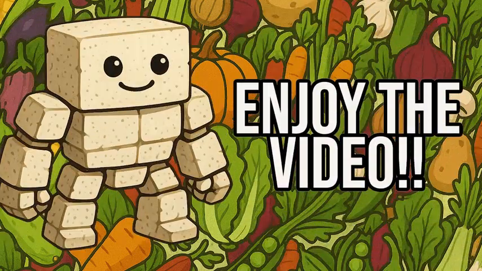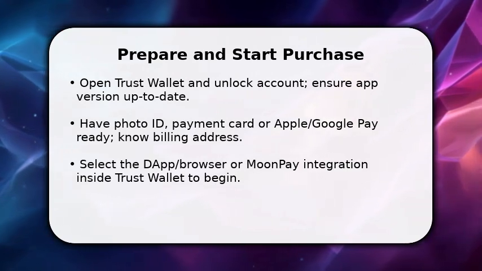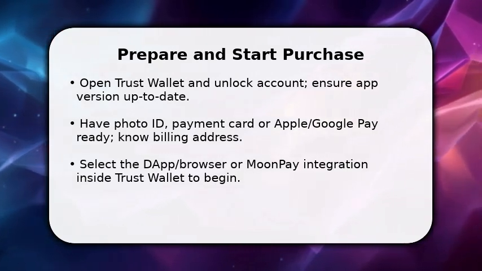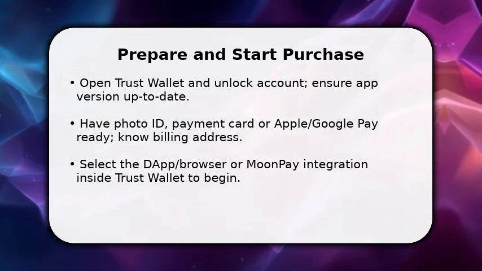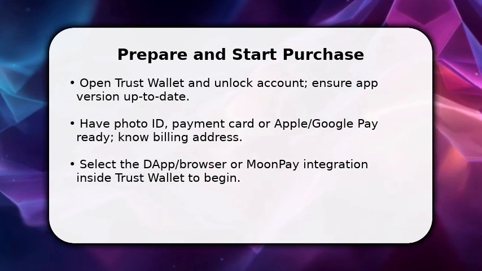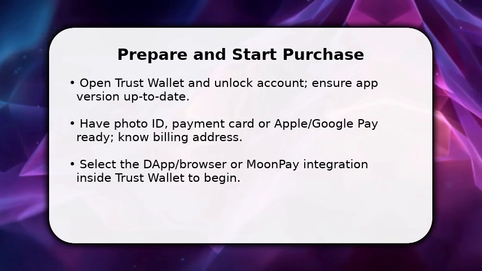Please enjoy the video. You begin inside Trust Wallet with your wallet unlocked and app updated. This reduces errors. First, open the built-in D-app browser or the Moonpay widget integrated in the buy screen. Choose the crypto and amount. Make sure your payment method and billing address exactly match your card issuer.